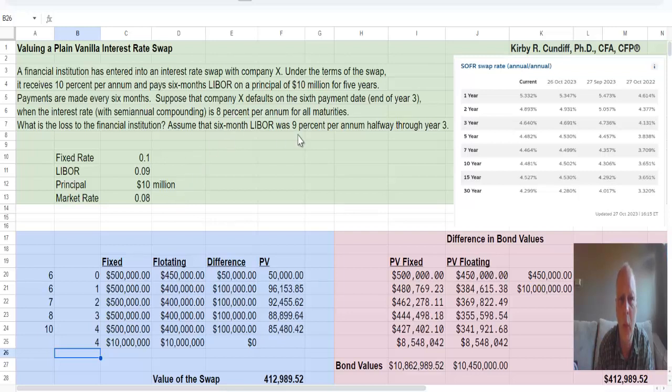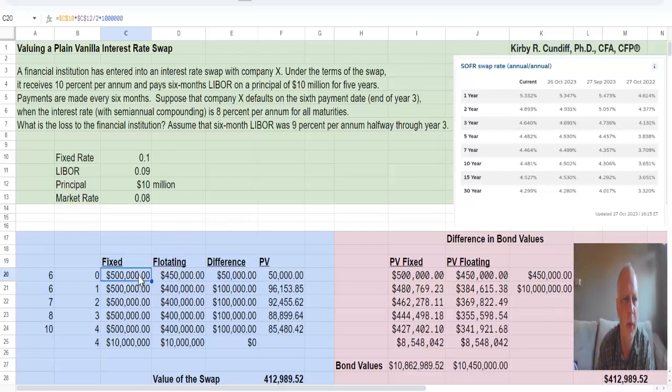6 months ago, LIBOR was 9% per annum halfway through year 3, which would determine the LIBOR payment when the default takes place, right here. So we will value this in 2 different ways, difference in bond values, and also a series of forward rate agreements. The fixed payment is shown here, and that's never going to change.